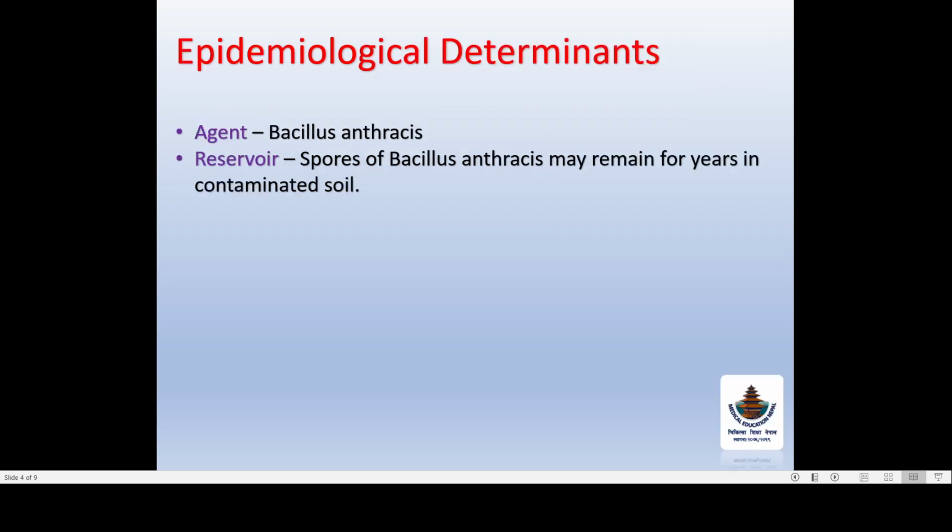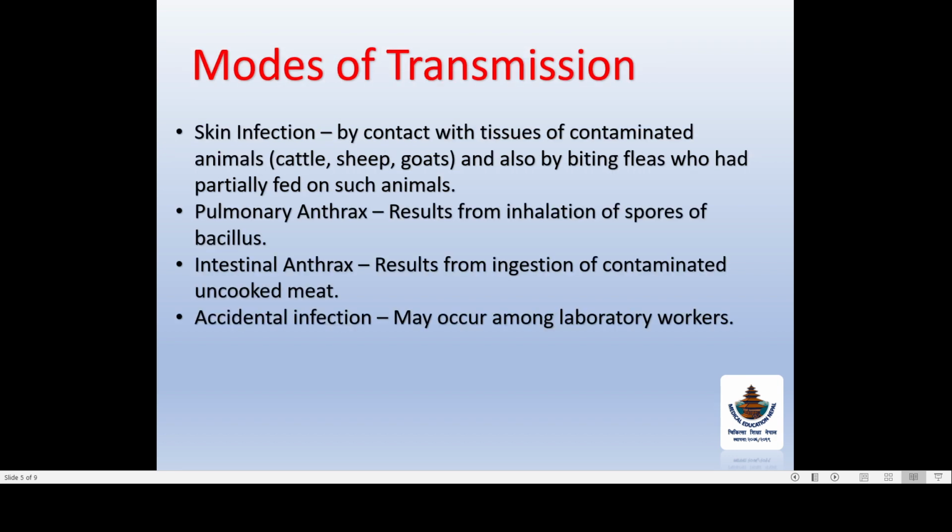Now, the agent is the Bacillus anthracis. The reservoirs are the spores of Bacillus anthracis that may remain for years in the contaminated soil. The mode of transmission is by skin infection, by coming in contact with the tissues of the contaminated animals, most probably the cattle, sheep, and goats, and also by the biting fleas who had partially fed on such animals.